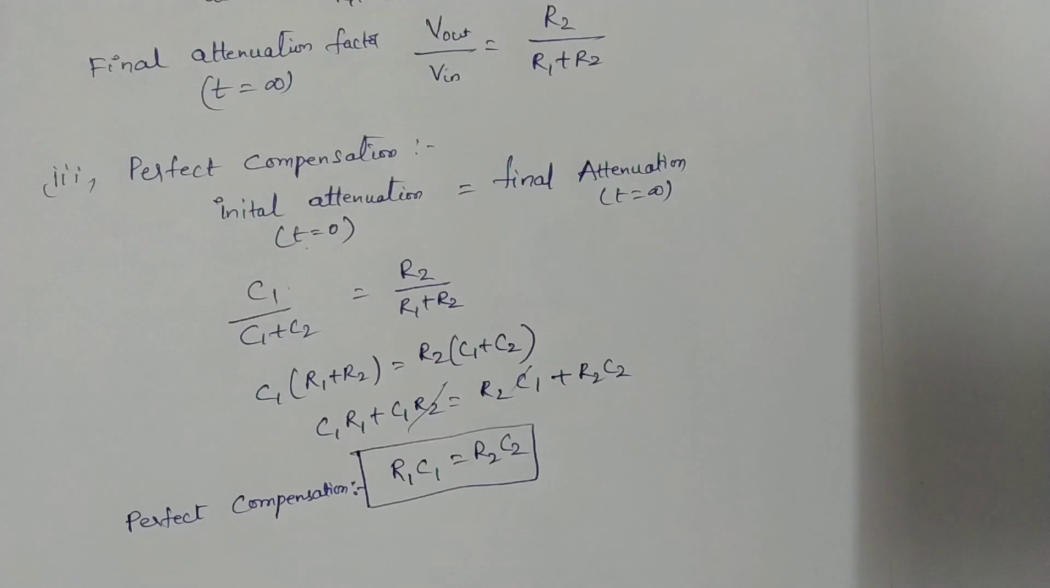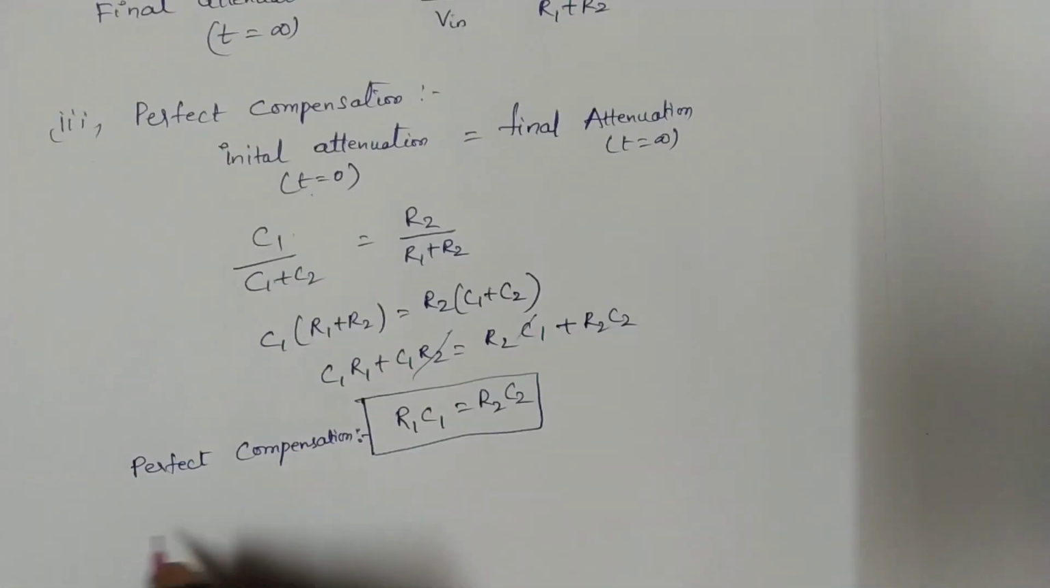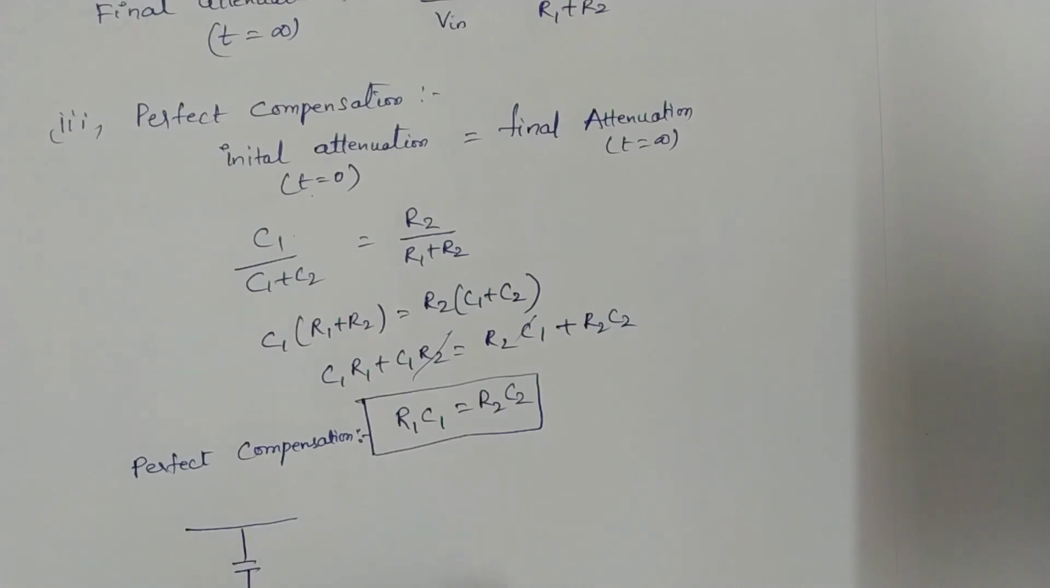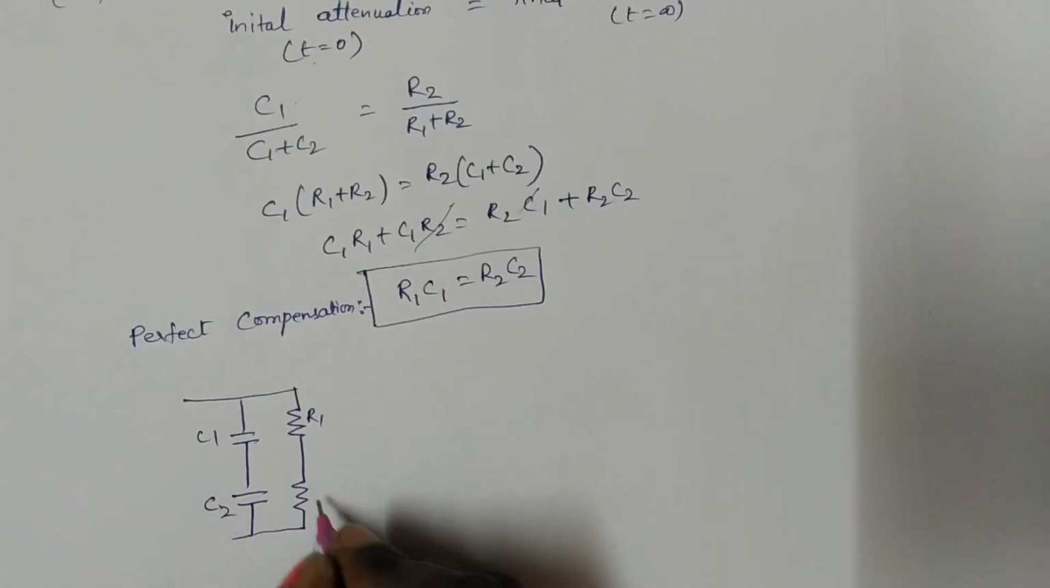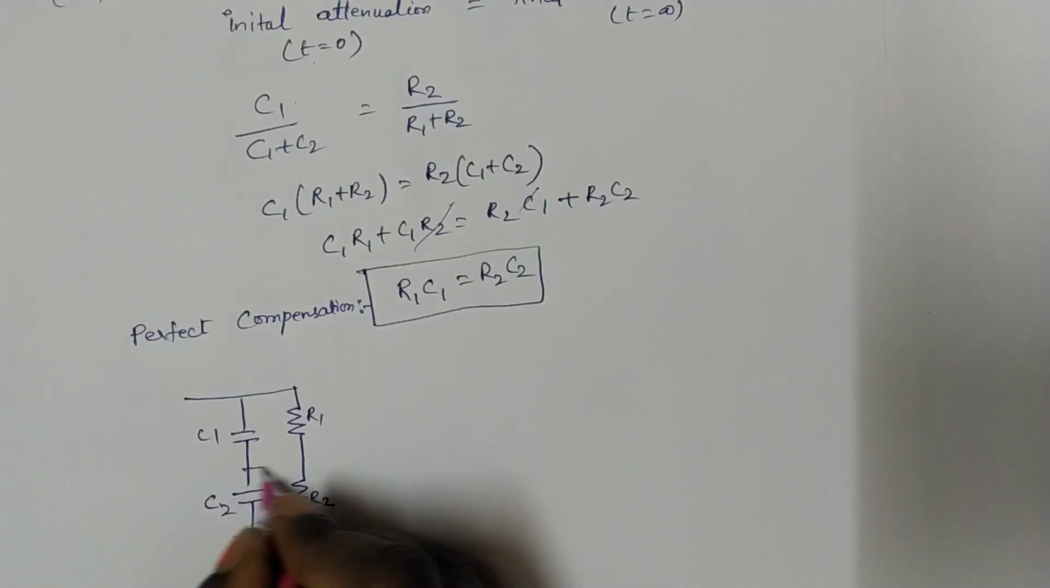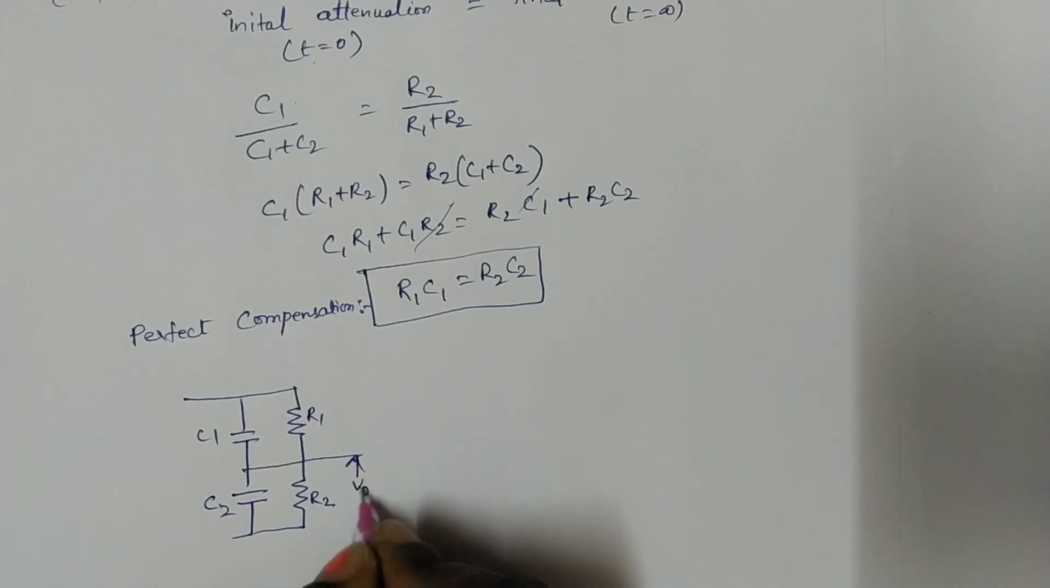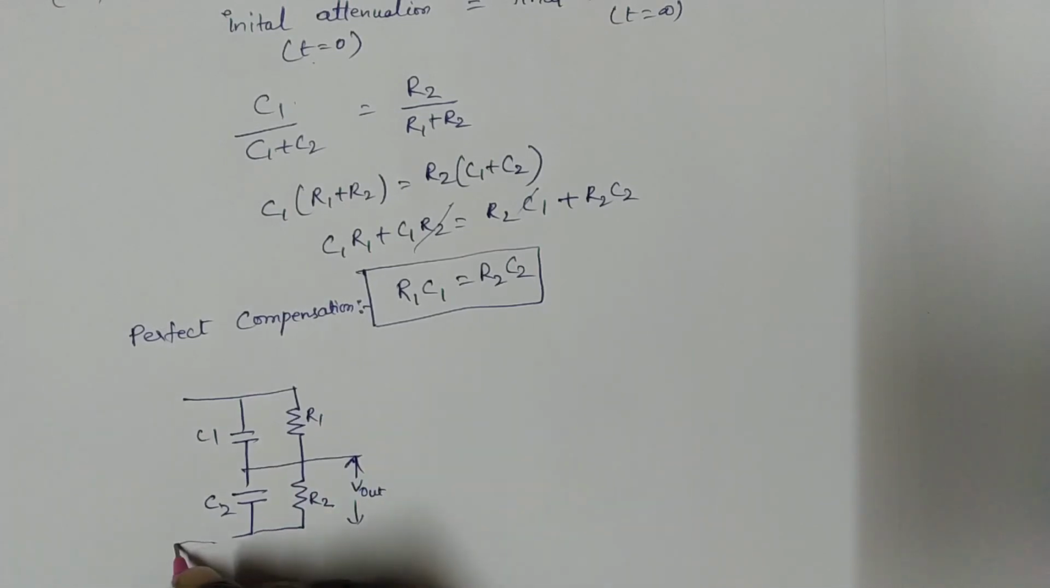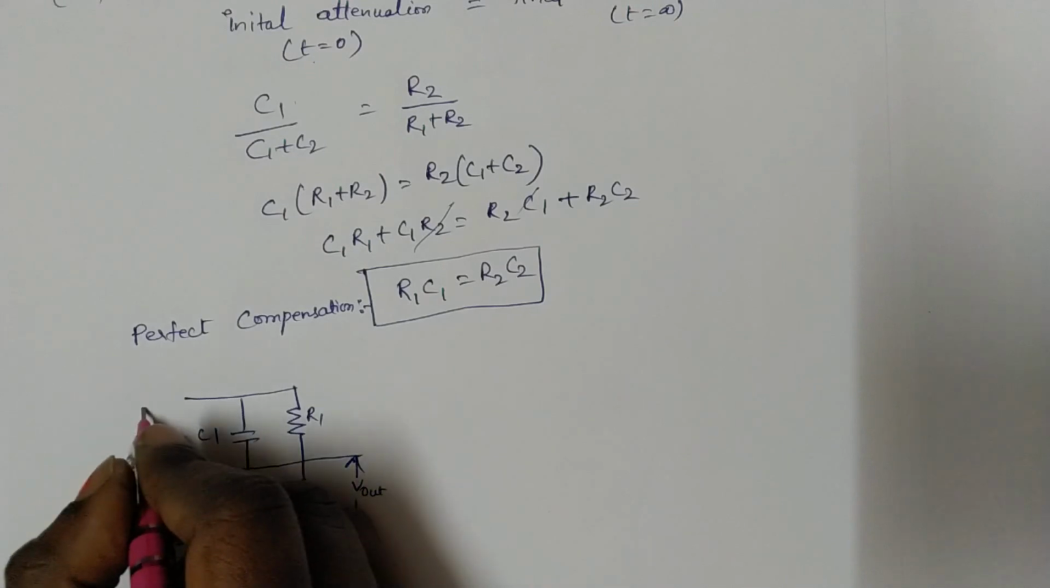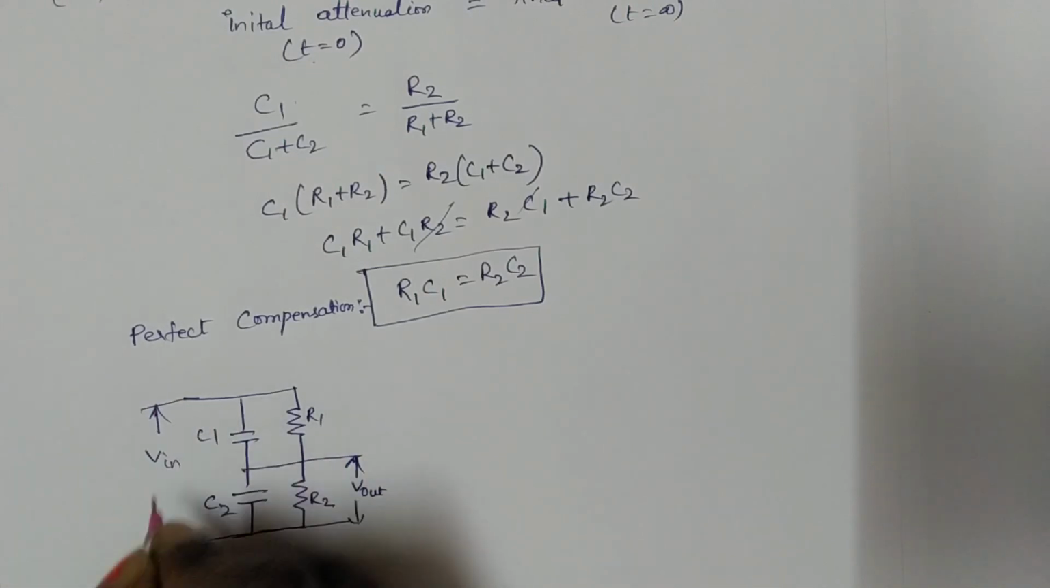And we know the circuit. How will it be represented? The circuit will be represented like this. It is a 4-arm attenuator. This is R1, C1 and C2 and R2. And I am collecting the output across R2, V output, and I am applying the input here.